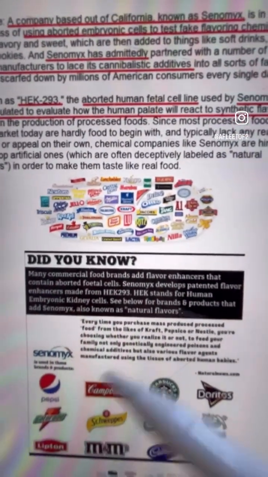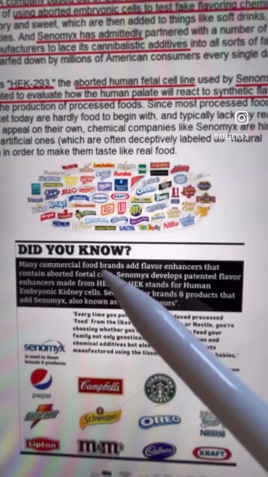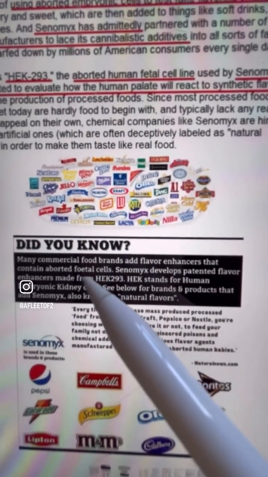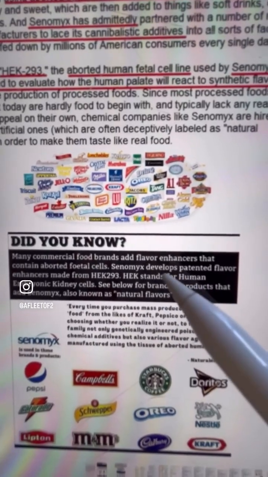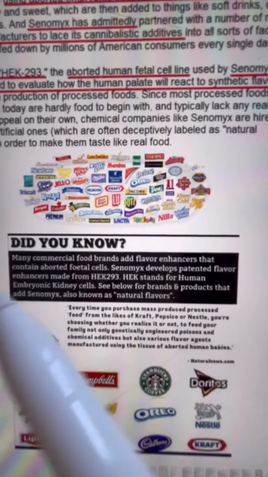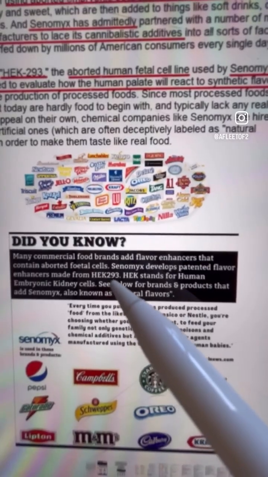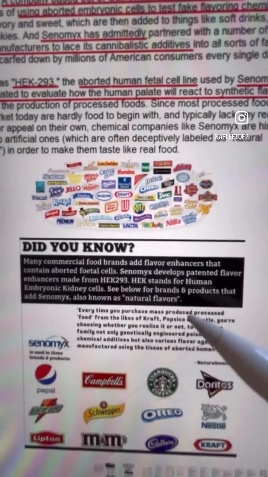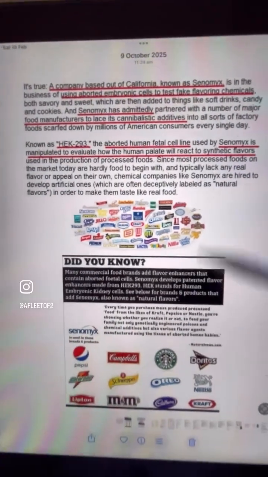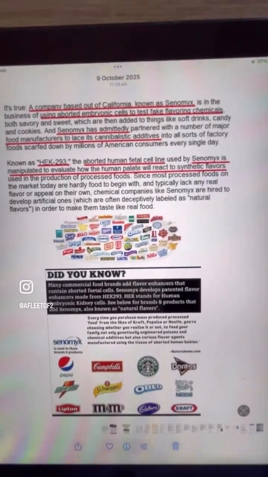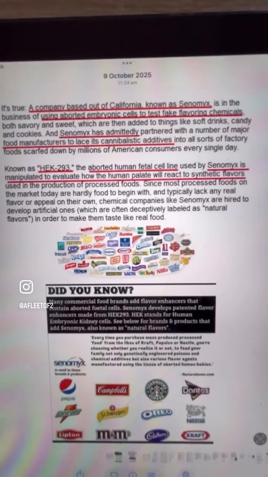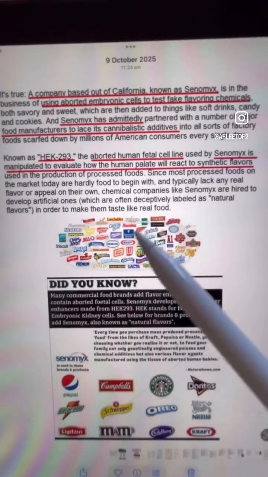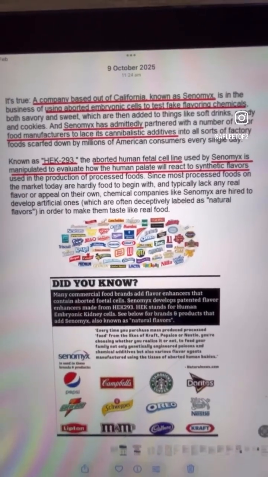So all of these, many commercial food brands add flavor enhancers that contain aborted fetal cells. Cinemex developed patented flavor enhancers made from the HEK 293. HEK stands for human embryonic kidney cell. So they're putting this kind of stuff in all the fast food and all the packaged foods that is found in the Western world. Everyone is eating aborted fetuses. So this is not a conspiracy. This is science, and people need to know this.